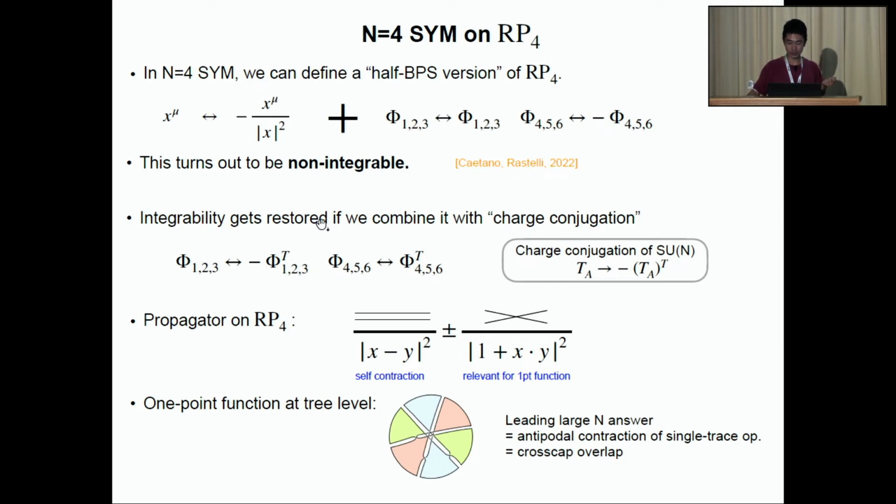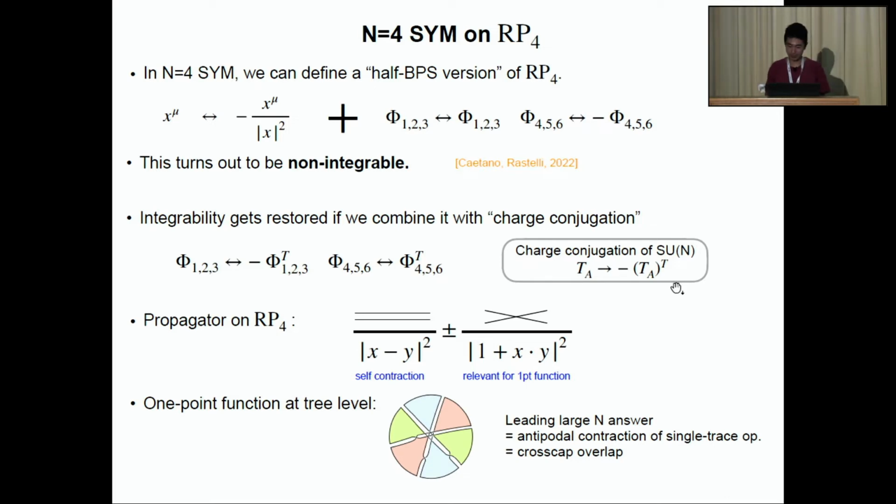So instead of doing this, I'm going to identify phi 1, phi 2, phi 3 with the transposition of phi 1, phi 2, phi 3. Here I'm using the fact that all the fields in N=4 super Yang-Mills live in the adjoint representation of SU(N), so you can view them as N times N matrices. I call it charge conjugation because I'm basically combining this identification with some kind of charge conjugation of the SU(N) generators. So these T^a are basically the SU(N) generators.